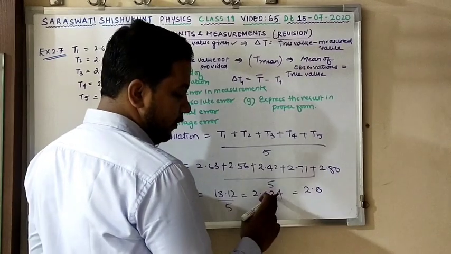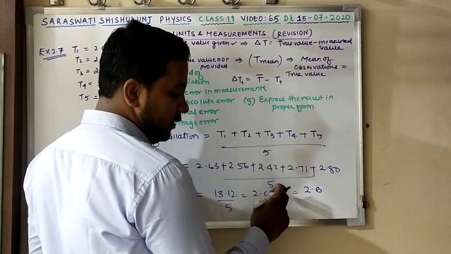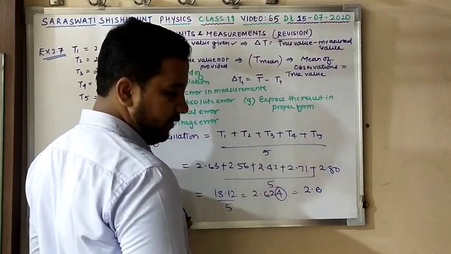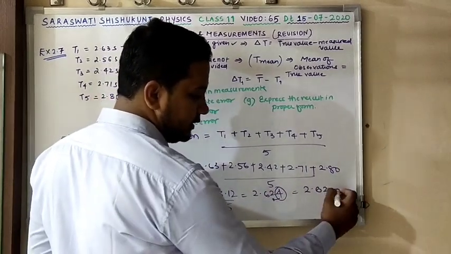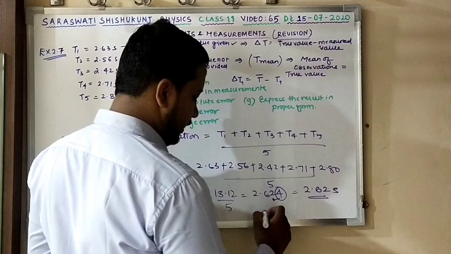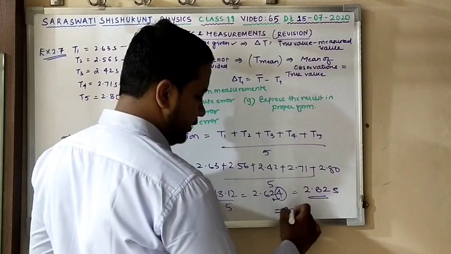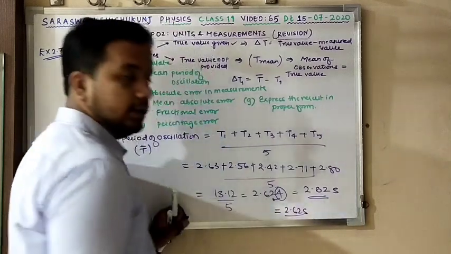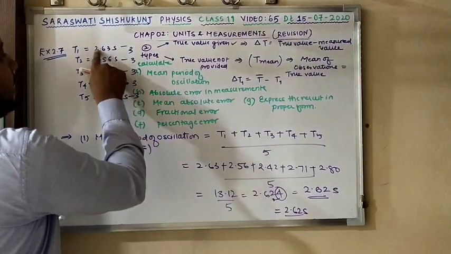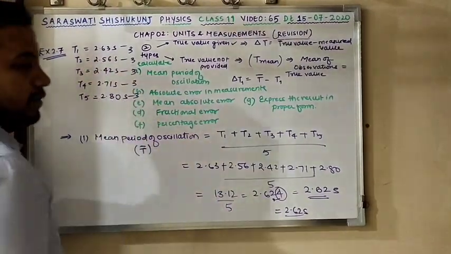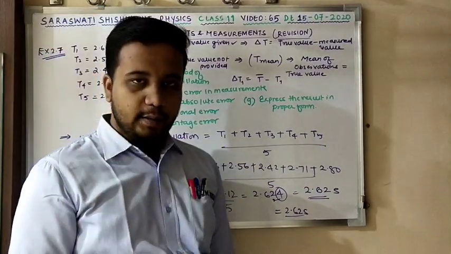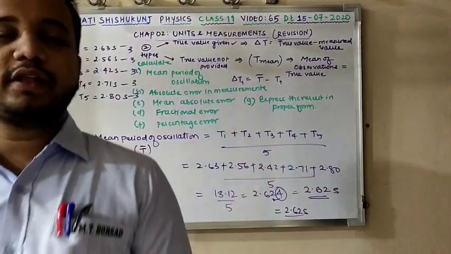Now for the next digit, see, here is 4. 4 is less than 5, so the preceding digit will not be altered. So it will be 2.62 seconds only. So I get my answer, that is 2.62 seconds. Remember, there are 3 significant figures: 1, 2, 3. Is this clear? 100%? Fine. Moving ahead to the next.